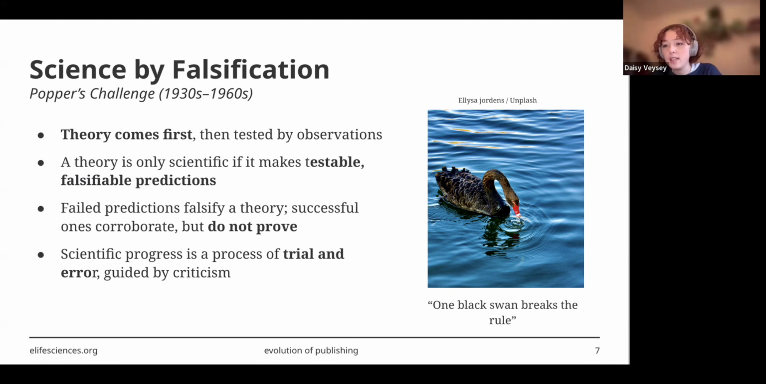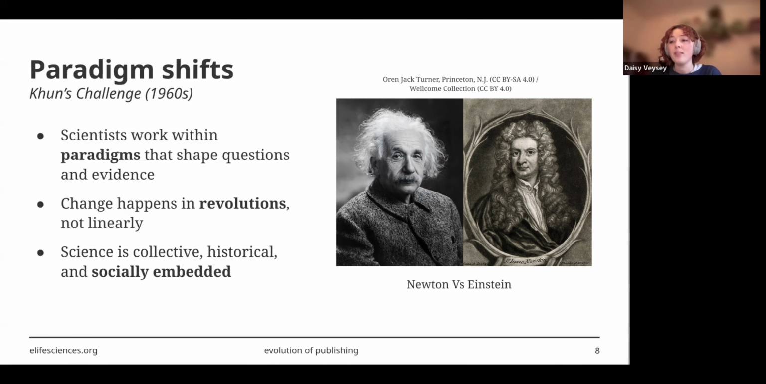When a prediction fails, it can falsify the theory, i.e. prove it wrong, but when it succeeds, it doesn't prove it right. It just supports it for now. Science isn't about absolute certainty. It's more like a process of trial and error, guided by criticism, debate, and repeated testing. It's incremental. We are approaching more and more truth. This, I'm sure, is now a more familiar idea of what science is to you guys.